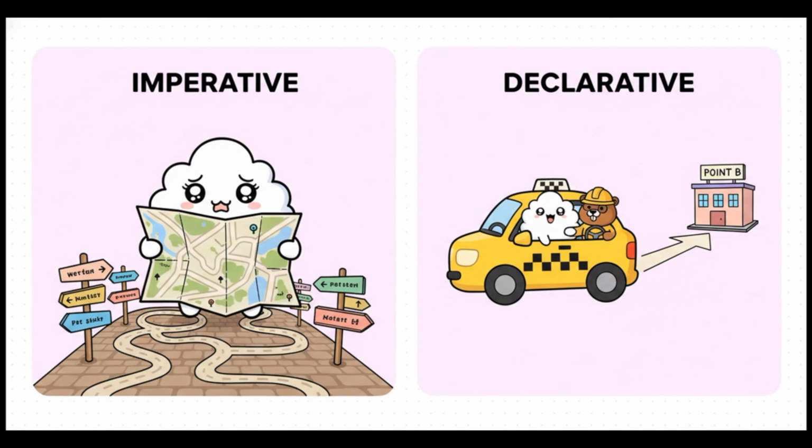Okay, this taxi analogy just nails it. The old way, the imperative way, is like you're in the back of a car giving the driver turn-by-turn directions. You manage every single step. But the declarative way, that's Terraform, is like getting in a taxi and just saying, take me to the airport. You just state your final destination, the what, and you trust the driver to figure out the best how. That's exactly what Terraform does.